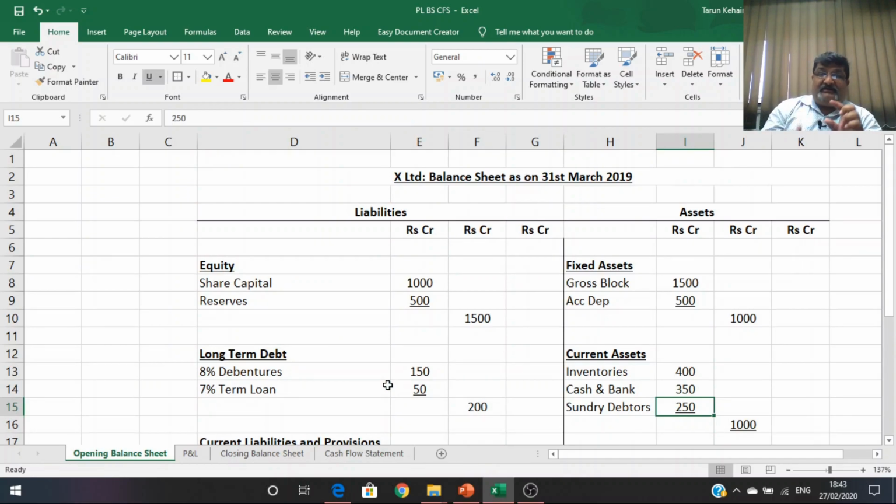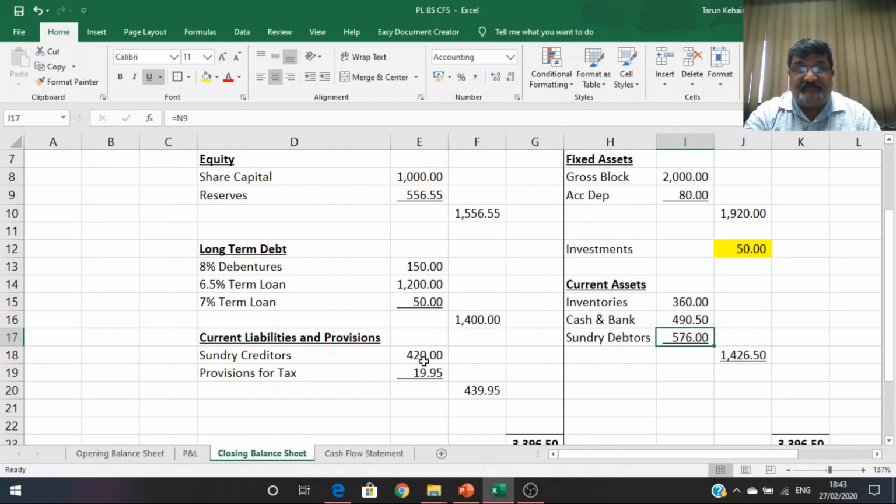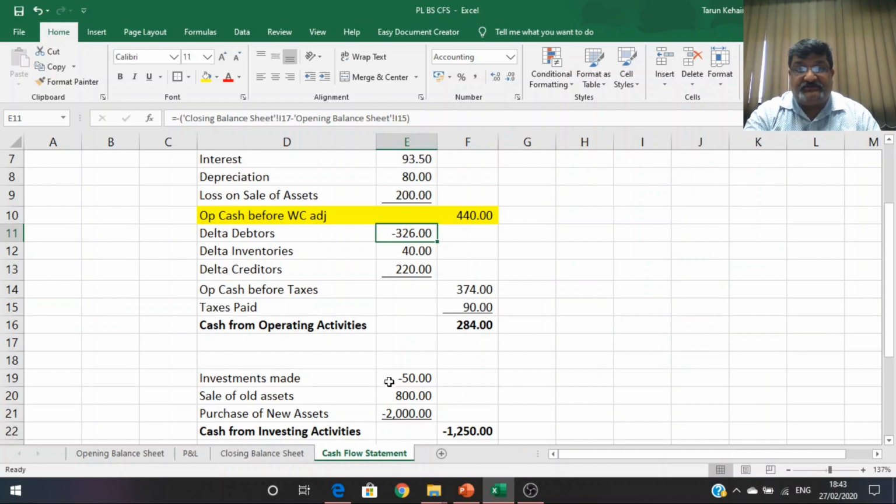Creditors, now look at the liabilities. When the liability balances increase, it's just the other way around. They represent cash inflow, which means we have more cash held on behalf of others. So that is an increase in the cash. If you look at your liability, it was 200 crores as per the opening balance sheet, 420 crores as per the closing. So there is an increase of 220 crores in the creditors.